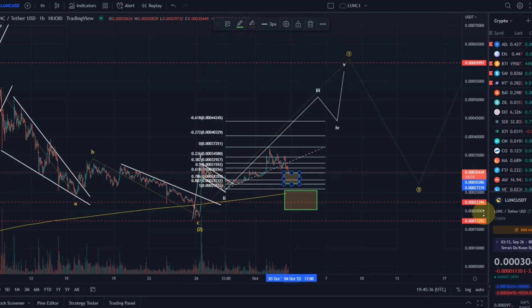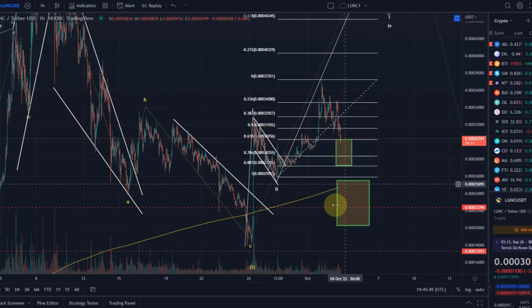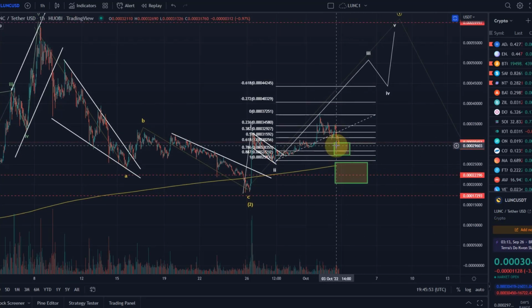So basically looking here at the area between 0.000272 and this one we reached anyway, 0.000302. If we lose this area, then we're in the other scenario. Both at the moment bullish, short-term bearish.